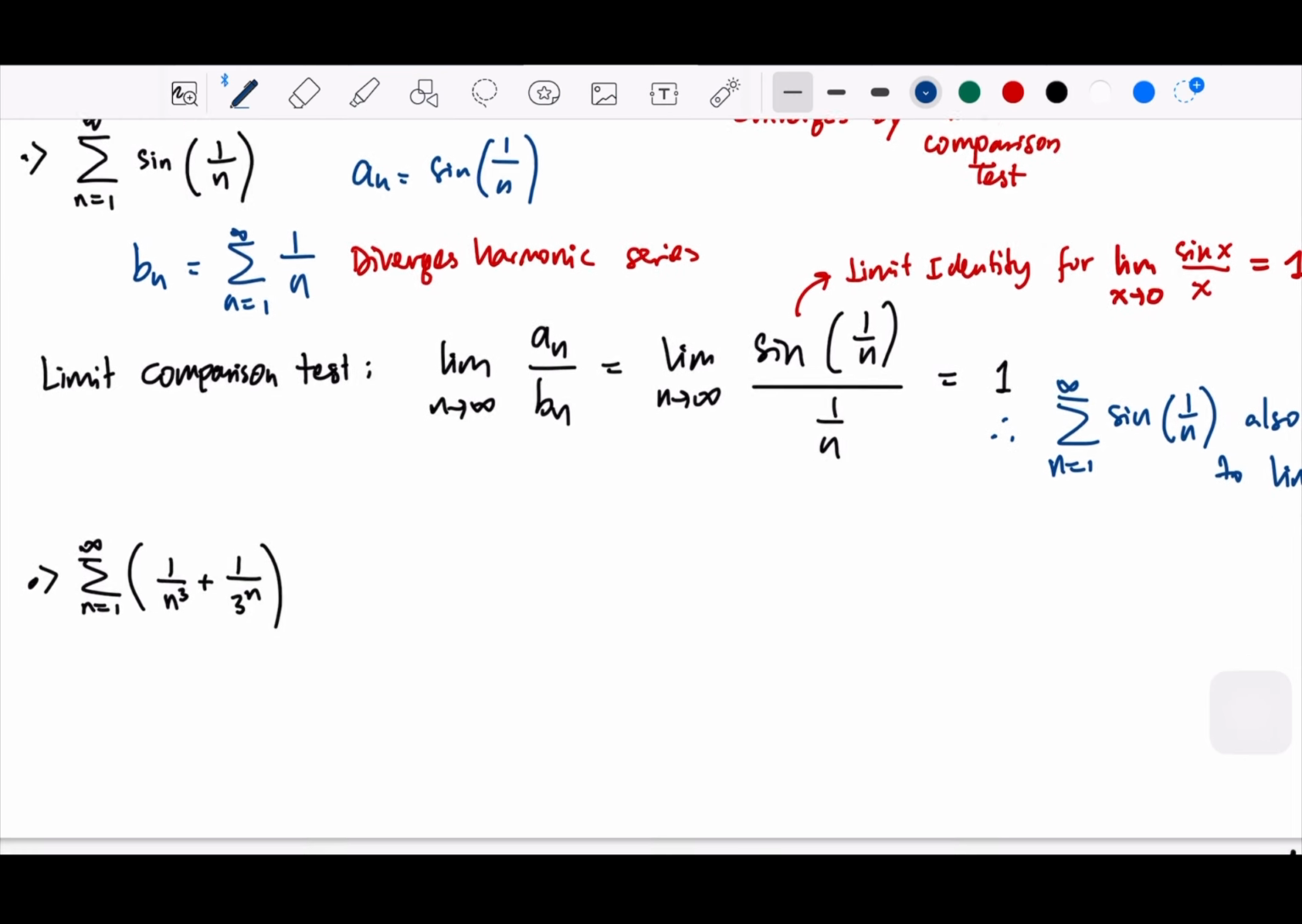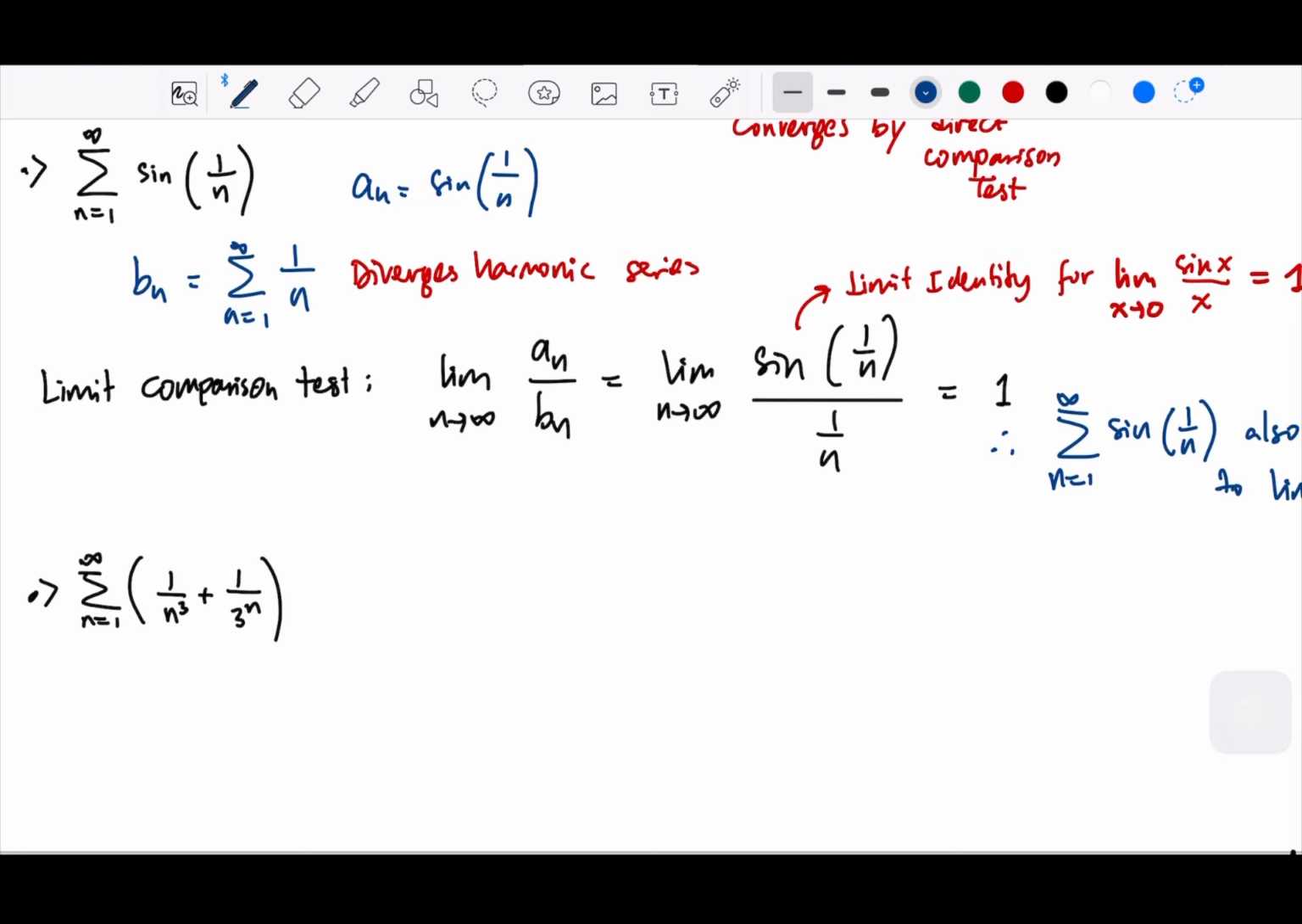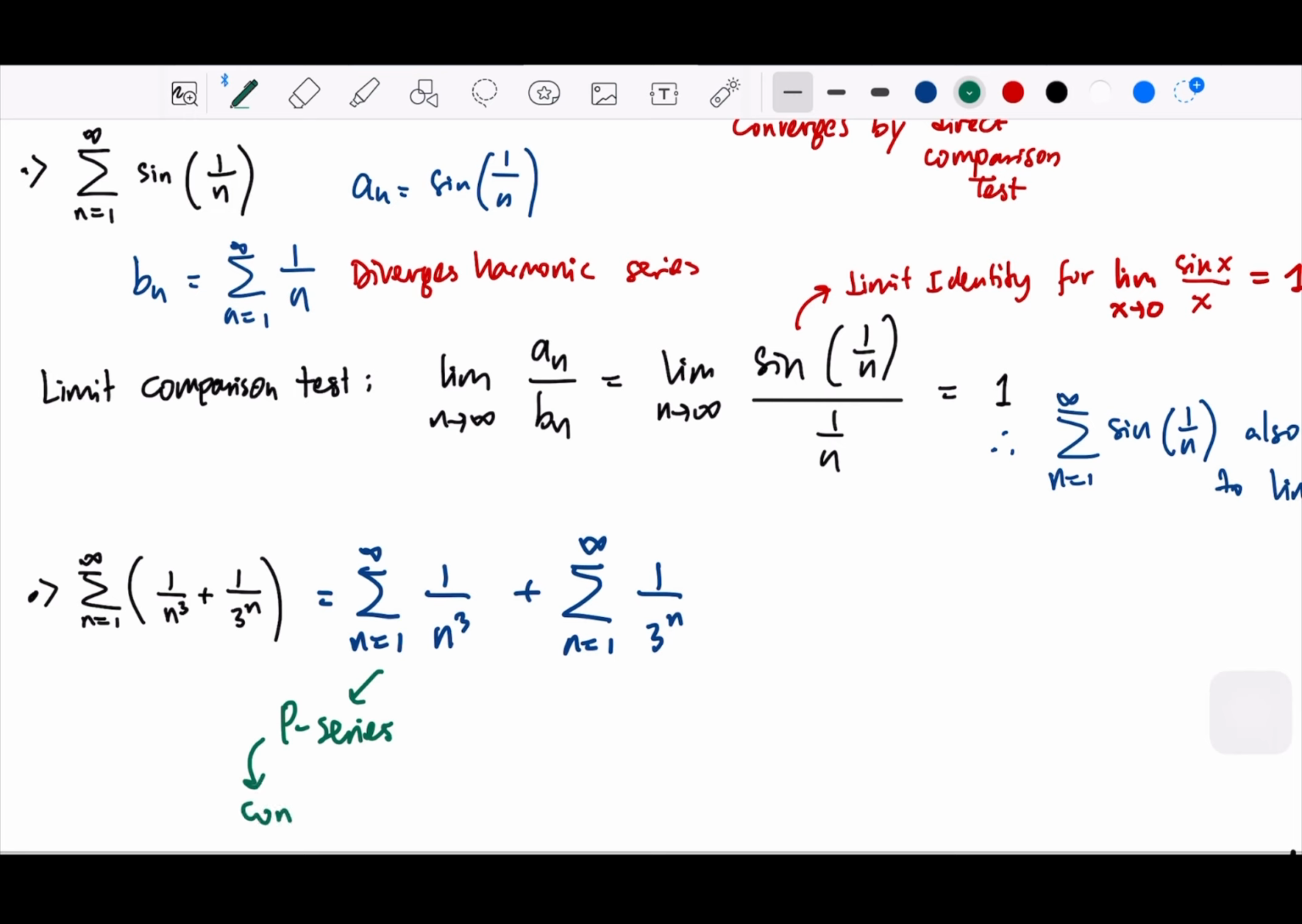Okay, how about the last one? Again, if the series can be separated, maybe try to look one by one. So if we take this into separations, this is the first one, and this is the second one. And both series, if you see, this is from the P series. We know the P is greater than 1, right? And we can conclude that this will be converged.